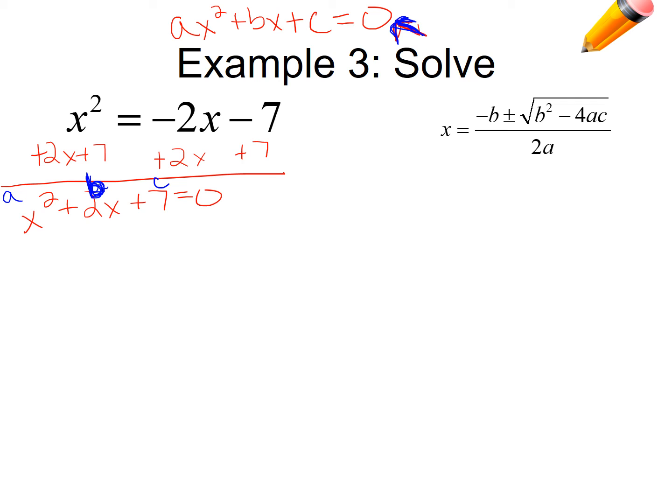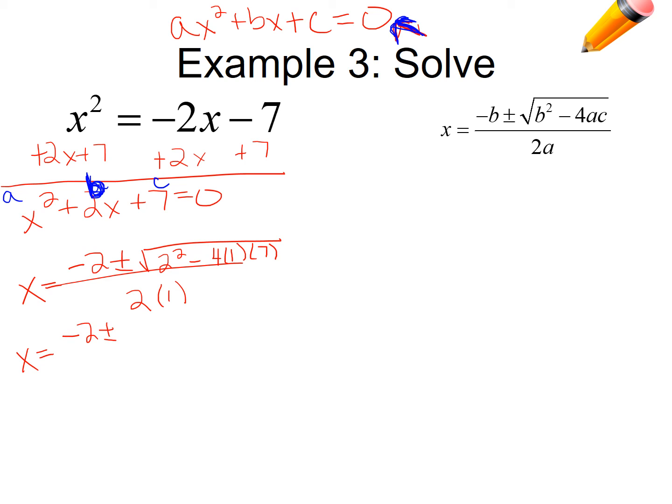So now we plug in our A, B, and C. So we get x is equal to negative 2 plus or minus the square root of 2 squared minus 4 times A, which is 1, times C, which is 7, all over 2 times A, which is 1. So let's simplify. Negative 2 plus or minus the square root of 4 minus 28 all over 2. Now we can subtract 4 minus 28 underneath that square root. Keep simplifying. So 4 minus 28 is a negative 24, all over 2.